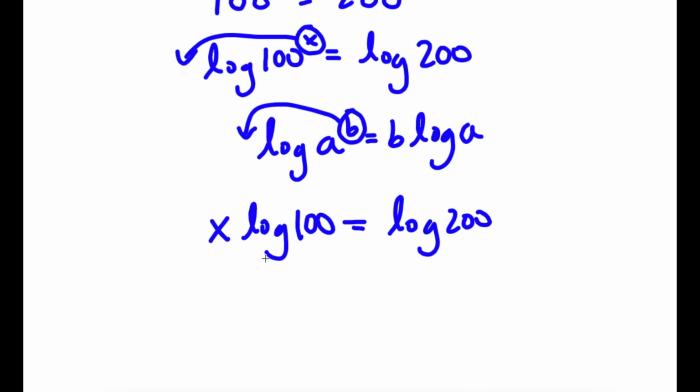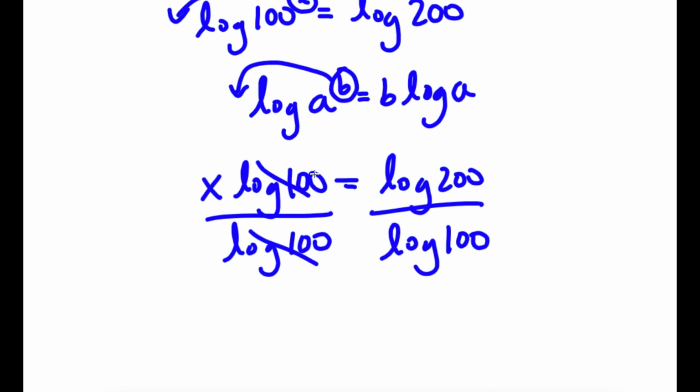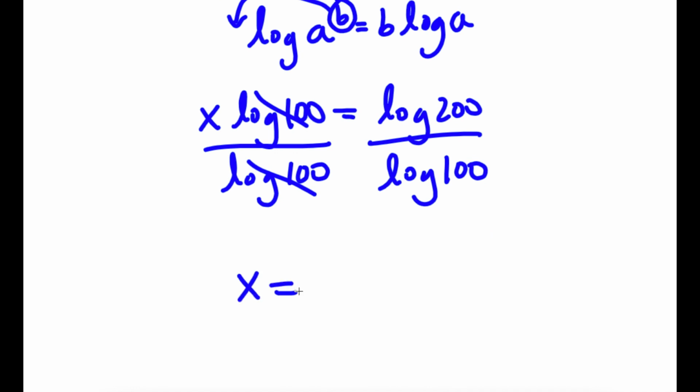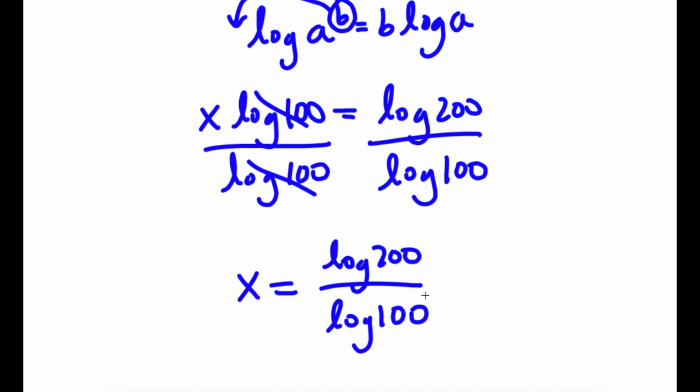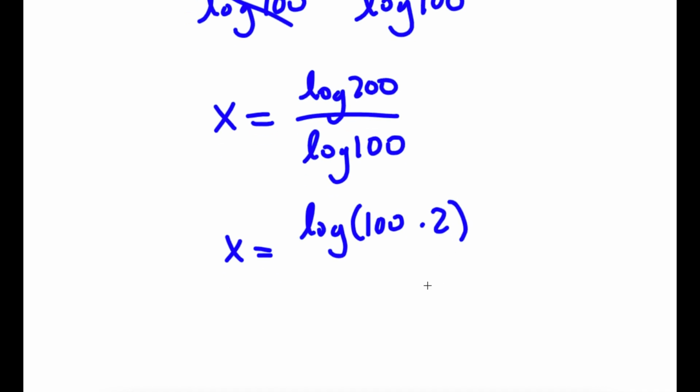Now I'm going to go ahead and divide both sides by log 100. So log 100 and log 100, these two cancel out. So now I have x is equal to log 200 over log 100. Now log 200, I can rewrite as log of 100 times 2. And log 100, I can rewrite as log 10 squared.